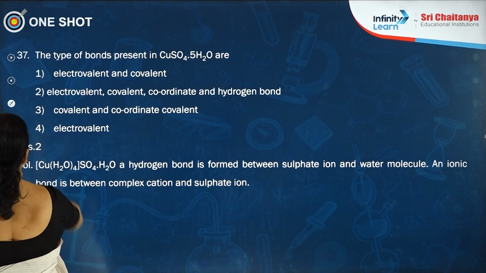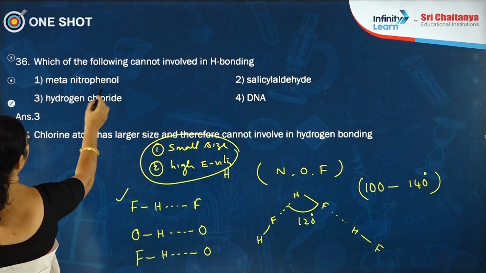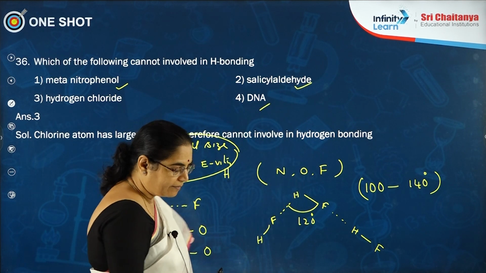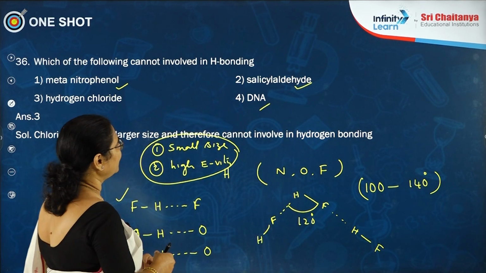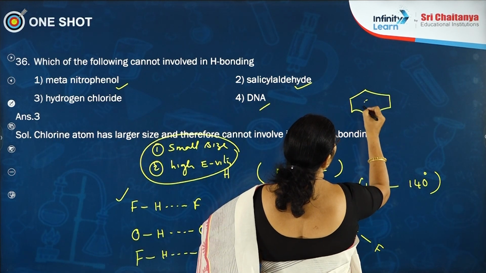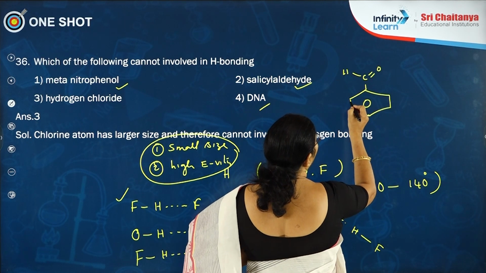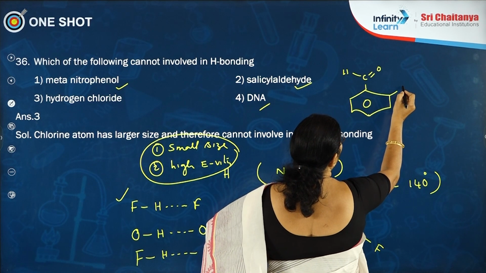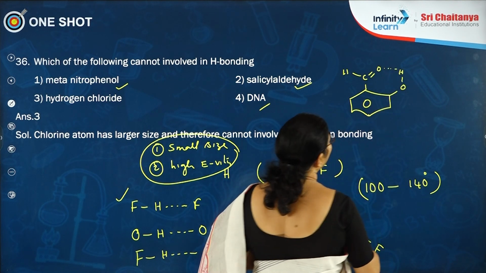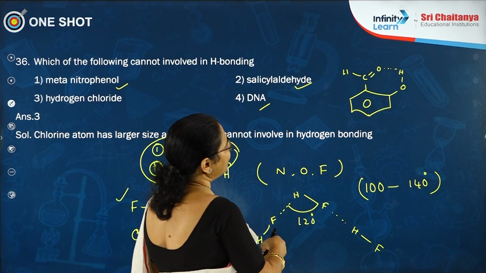Next, which of the following is involved in hydrogen bonding: metanitrophenol, salicylaldehyde, DNA. DNA you know very well that 2 strands are held together with the help of hydrogen bonding. Salicylaldehyde is nothing but orthohydroxybenzaldehyde. This is benzaldehyde, ortho hydroxy OH. Whenever hydrogen comes between 2 highly electronegative atoms, the bond formed is hydrogen bonding. Salicylaldehyde, salicylic acid.